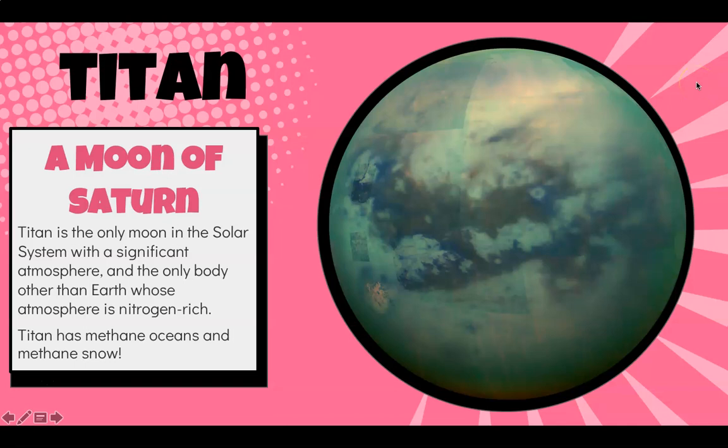Titan also has oceans, but those oceans are not made of water. Instead, they're made of a substance called methane. So it has liquid methane. And sometimes it snows on Titan, but instead of snowing water, like what we have here on Earth, it will be methane snow, which is pretty cool. So here's a picture of Titan. It's a beautiful colored moon.